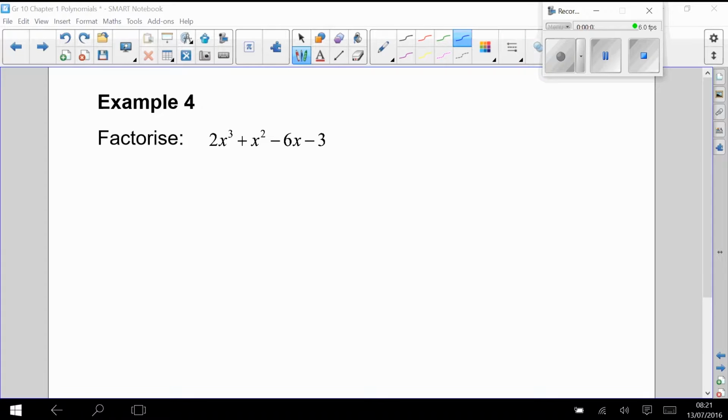In example number 3, I stated that if I could find a value for x that, when I substituted it into my expression, helped me to find the first factor when factorizing a cubic expression. Now, in example 3, that was easy because I could see when x was 1, I was going to quite nicely get a 0 answer.